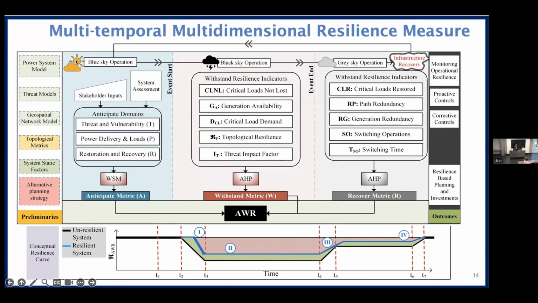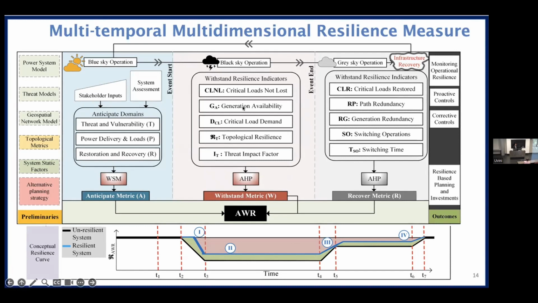We do need a lot of different data. We need a posture model, a threat model, a GIS map, some topological metrics coming from graph theory, and other static factors. And also an alternative planning strategy if it already exists. Sometimes a distribution grid operator will say, I'm going to put in this many solar and this many batteries in the next 5 years. And we can use this resiliency metric to weigh that: if you go on this path, your system will become more resilient.